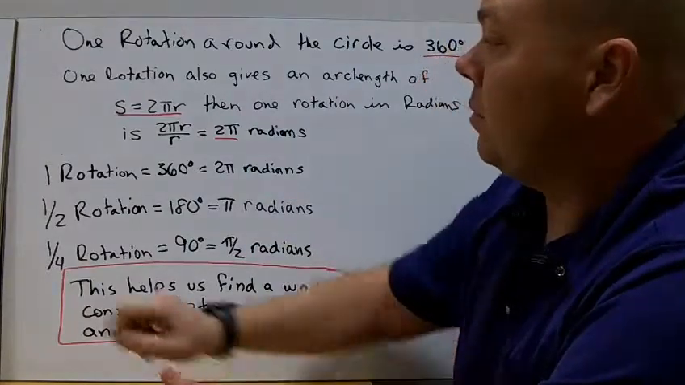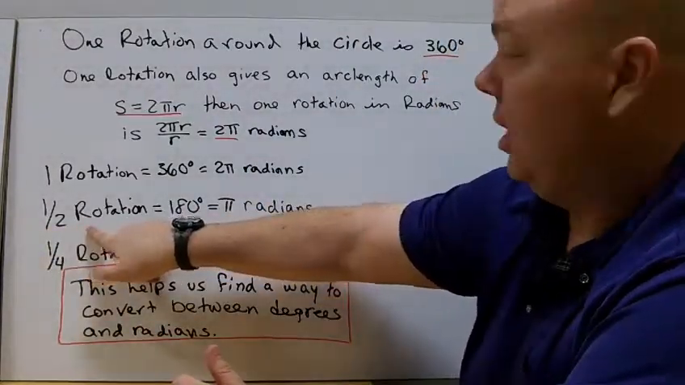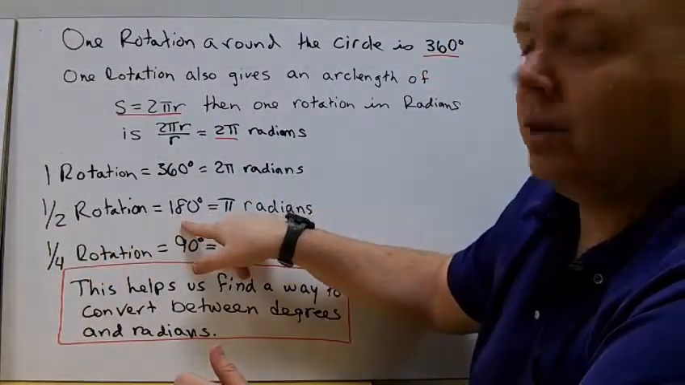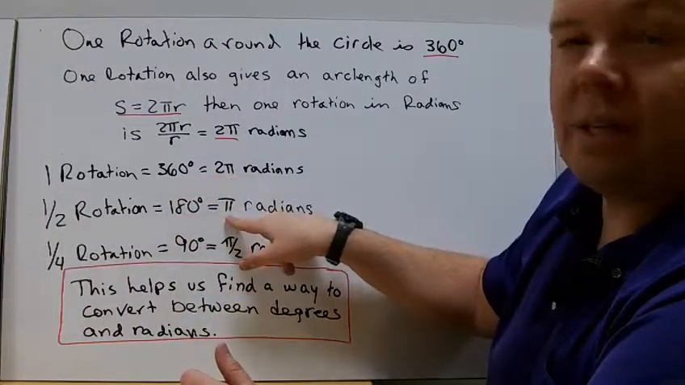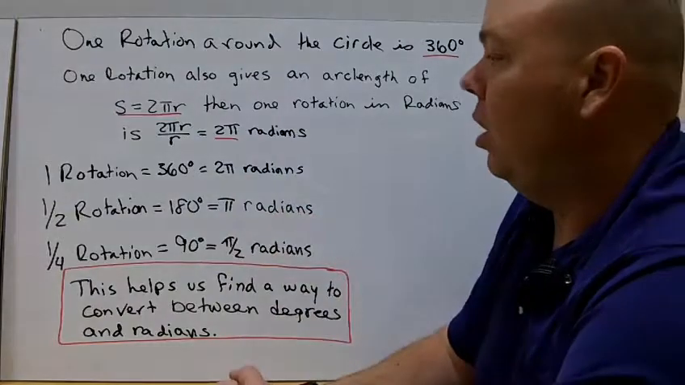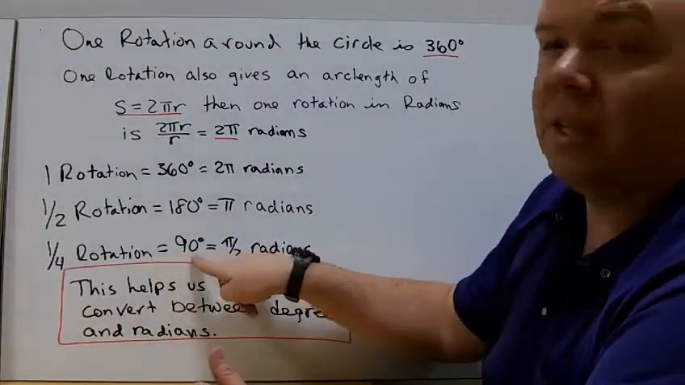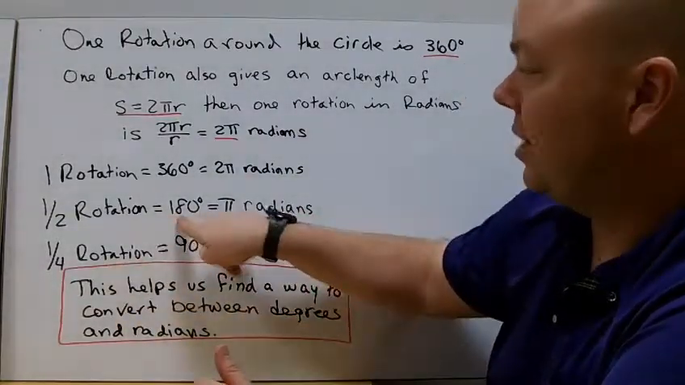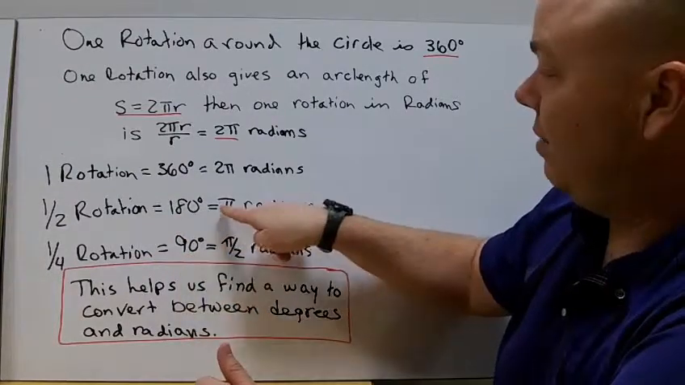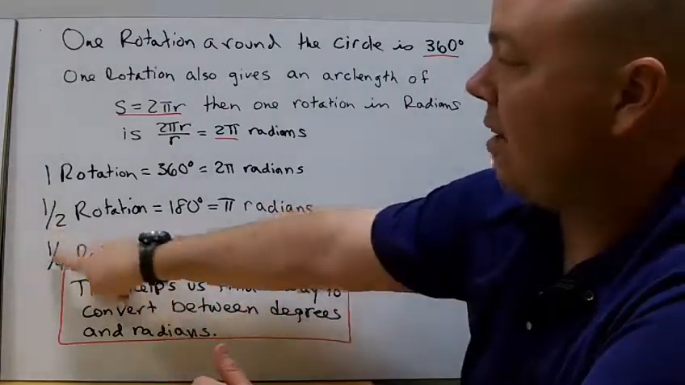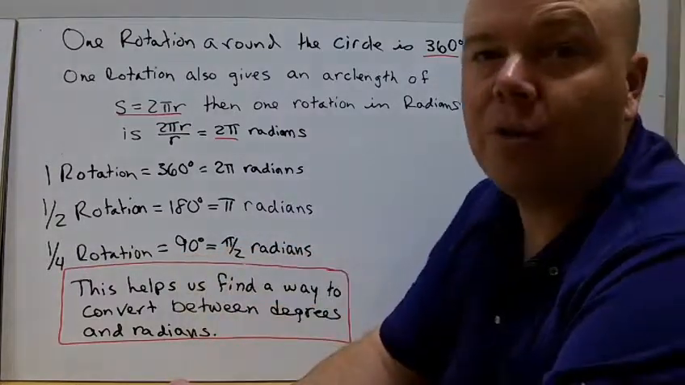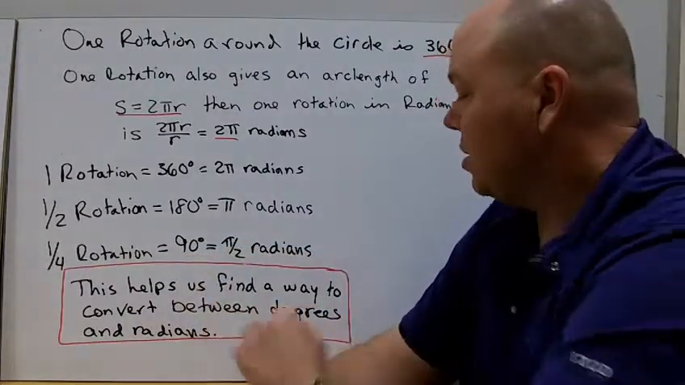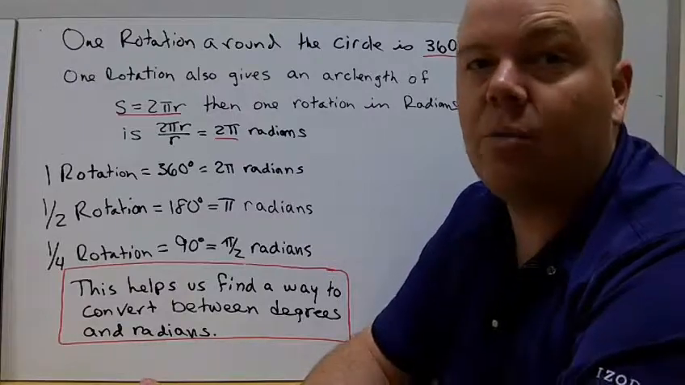All right? A half rotation is equal to 180 degrees. So if I divide this by 2 and divide this by 2, I get that that's equal to pi radians. A quarter rotation is equal to 90 degrees. If I divide this by 2 again, and divide this by 2, because going from a half to a fourth, then I get 90 degrees is the same as pi over 2 radians. This helps us to find a way to convert between degrees and radians.